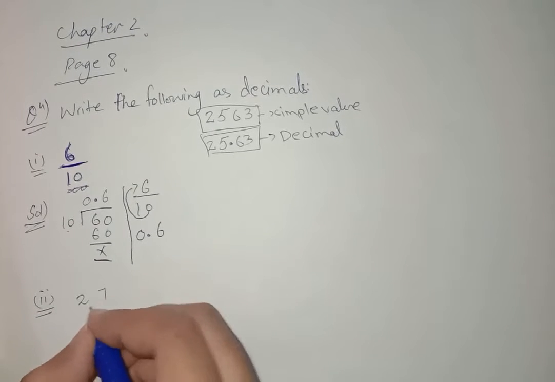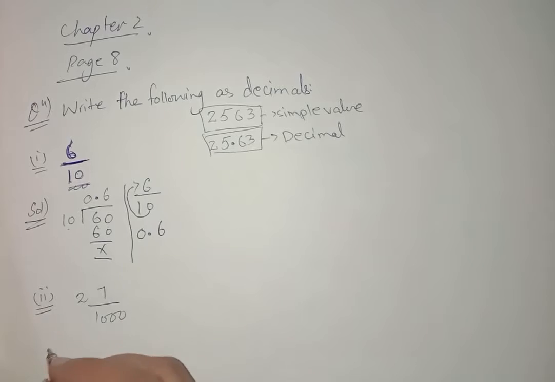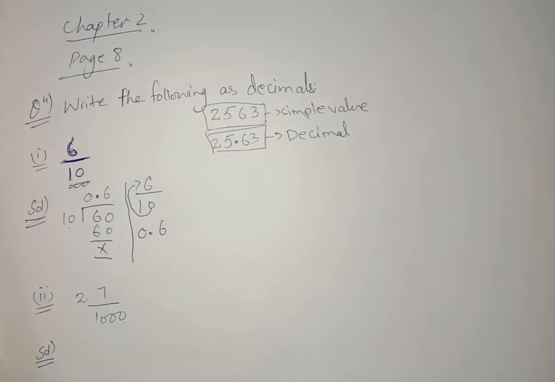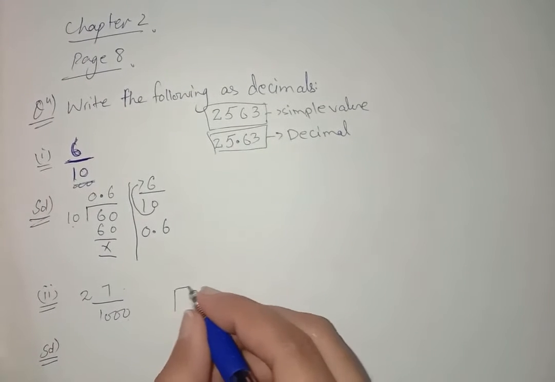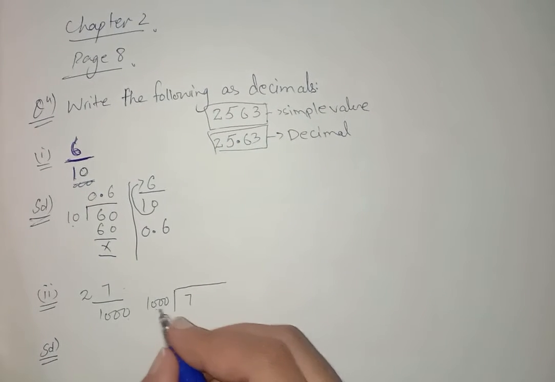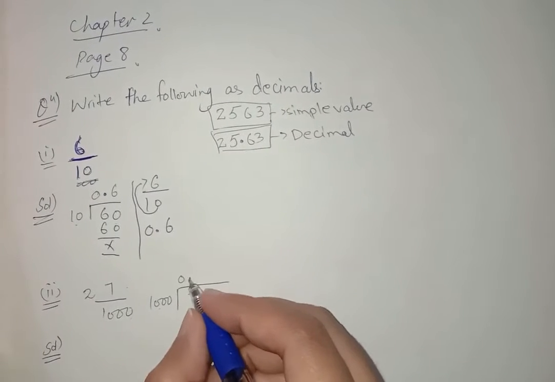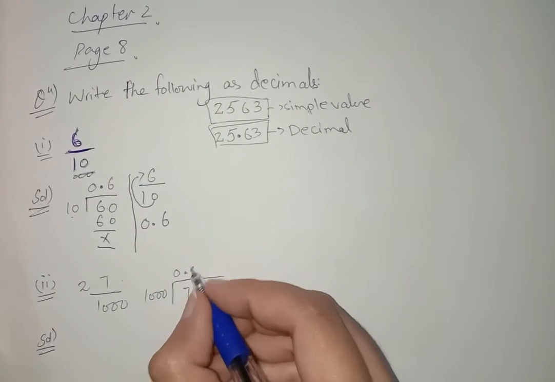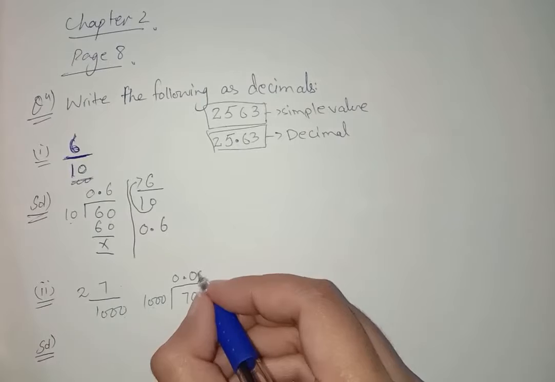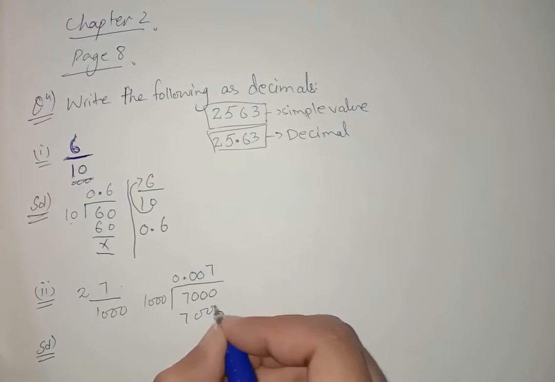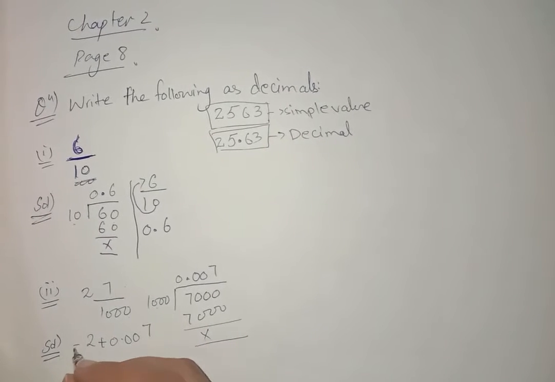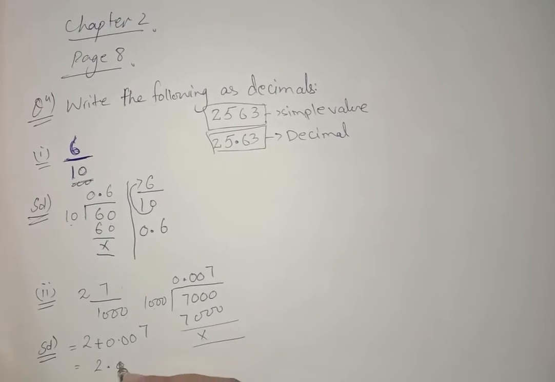which is 2 and 7 divided by 1000. One method is that you have to divide 7 by 1000. How you can divide it, I can tell you. Okay. 7 doesn't come in 1000. 0.0. We can place only 1 0. If we place one more 0 in the answer, we place 2 zeros here. Okay. 1000 sevens are 7000. So 2 plus 0.007, if we add, then the answer is 2.007.